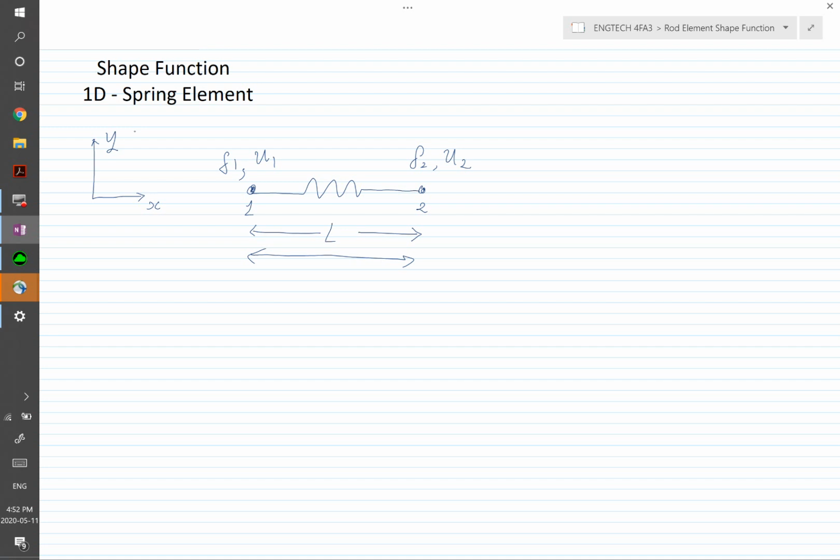So we have to define a function. Let's call it U(x), U as a function of x. And we have to introduce two constants. Basically, it says that any movement along the rod, along the spring element, is defined by the location, defined by the x value. Let's put that in matrix form.